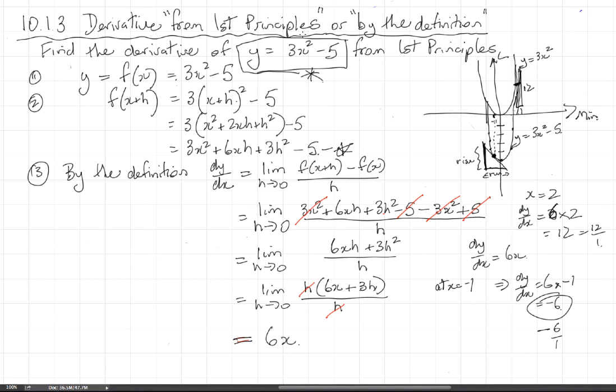All right, so what we've done here is gone through the derivative from first principles, or finding the derivative by the definition. The derivative is dy/dx. It's a long-winded approach, but I think it helps you understand exactly what the derivative is: the gradient of the curve at any particular point.